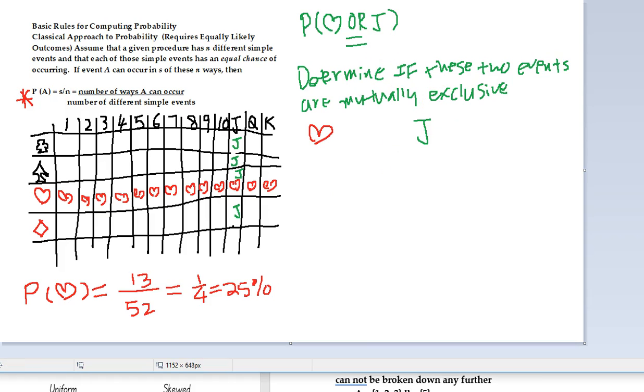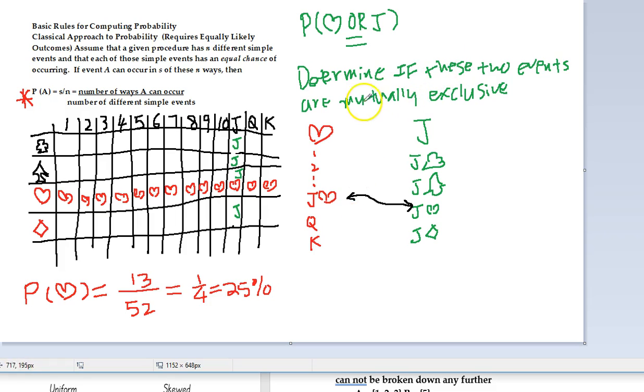If you look at the heart side, you can have 1, 2, 3, 4, 5, 6, 7, and you can also have Jack, Queen, and King. Now for the Jack, you can have a Jack of clubs, a Jack of spades, a Jack of hearts, and a Jack of diamonds. Now the problem here is this is also the Jack of hearts, and this is also the Jack of hearts here. So that means we have the same outcome. So these two are not mutually exclusive.